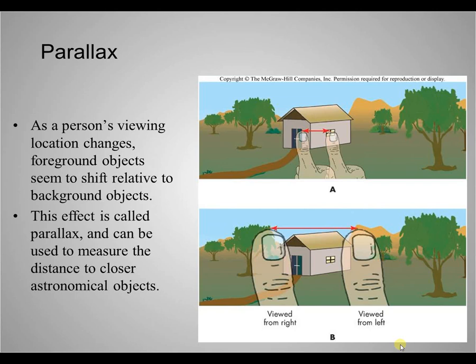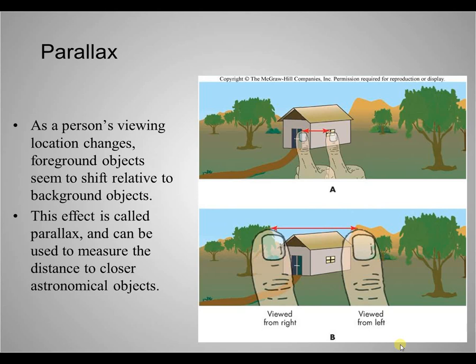But once you start talking about farther away objects like stars other than the sun, you're going to be really hard pressed to get a wide enough baseline to find any kind of triangulation that you can work with and measure that angle.